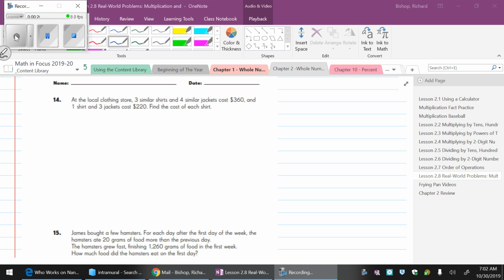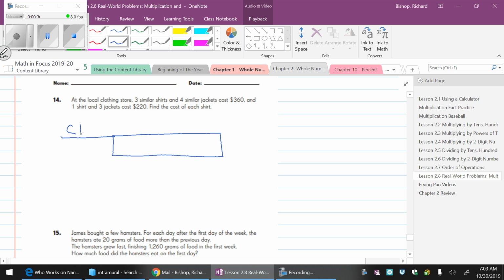Okay, so again, I want to overlap. I have different items, but I want to overlap where they're the same. So these are clothing items. I'm going to call them units of clothing items. And I'm looking at the smaller one first. So 1 shirt and 3 jackets.